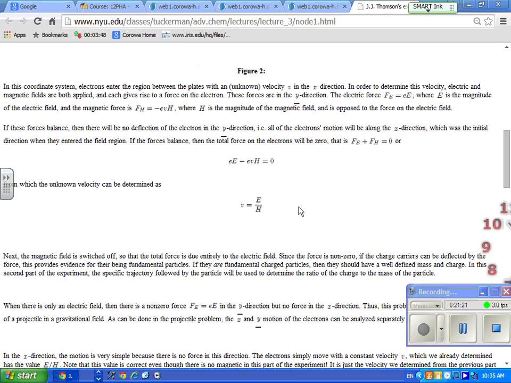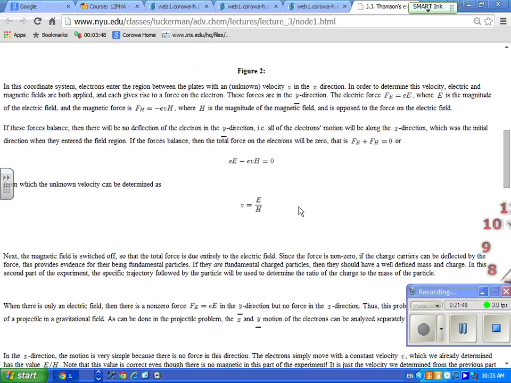In this coordinate system, electrons enter the region between the plates with an unknown velocity v in the x direction. In order to determine this velocity, electric and magnetic fields are both applied and each give rise to a force on the electron. These forces are in the y direction, up and down. The electric force, Fe, equals, now they use the terminology little e, big E, little e being the charge on the electron.